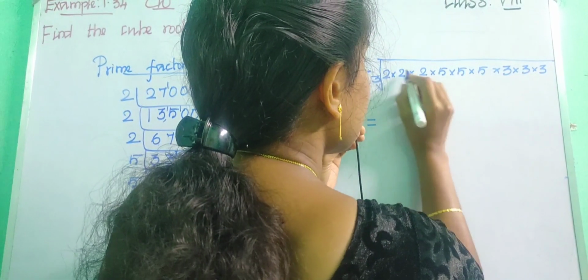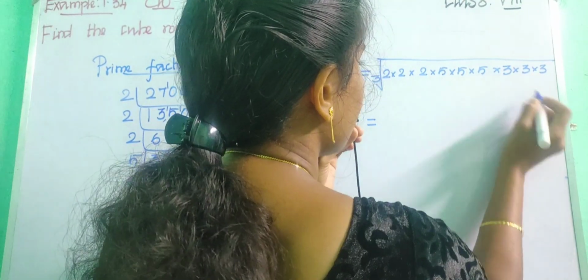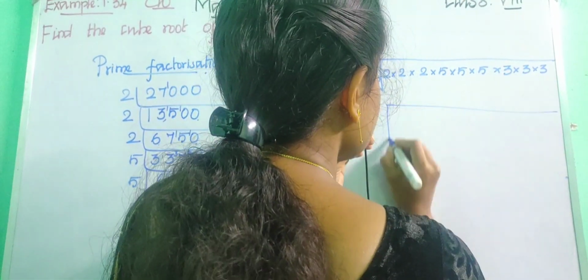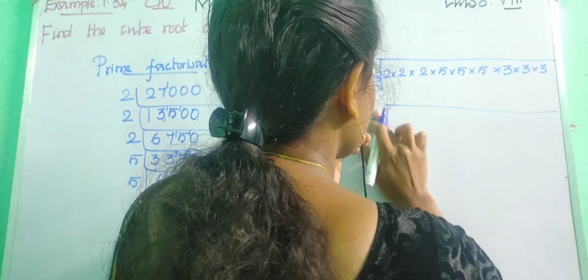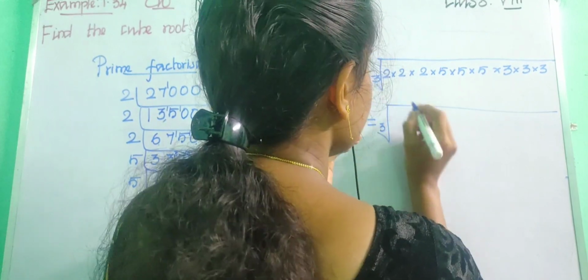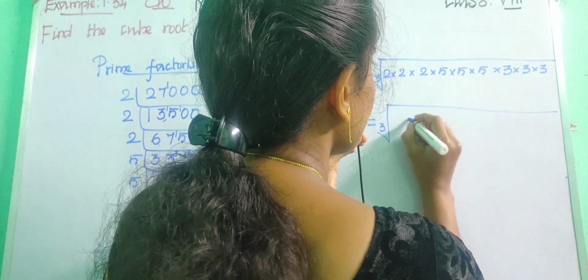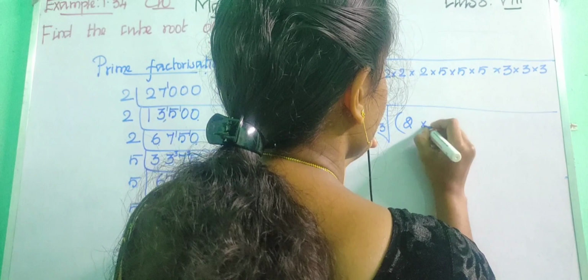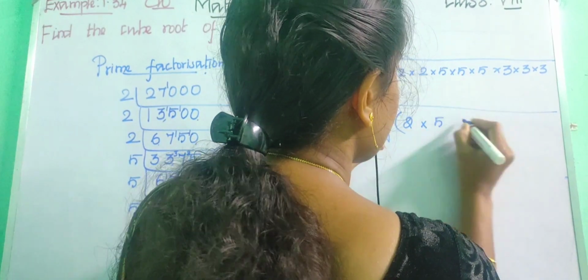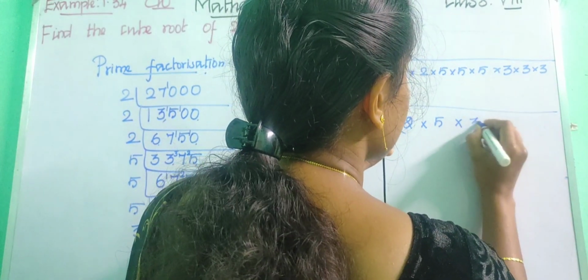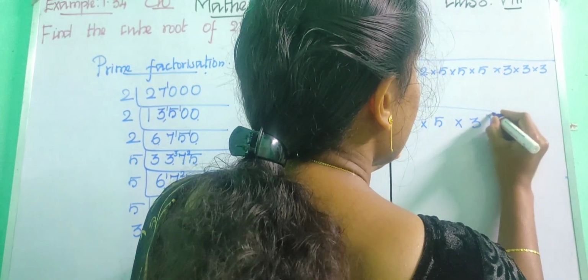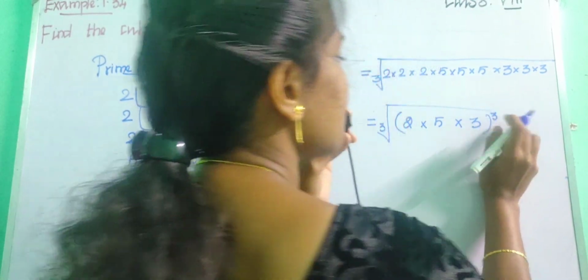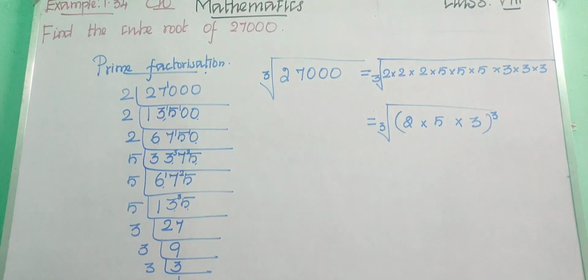See, we are having 3 times 2, right? So that we can write it as cube root of 3 times 2. So for that we can write 1 times 2, 3 times 5, so that we can write 1 times 5, and 3 times 3, for that we can write 1 times 3, and we are just putting the power 3.